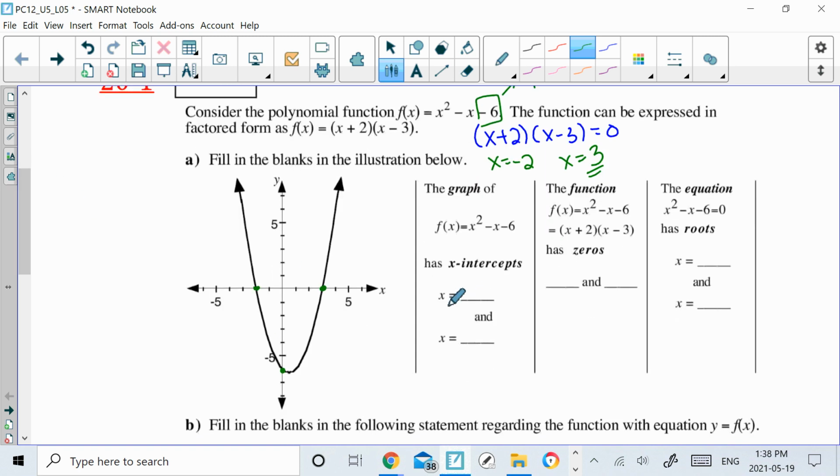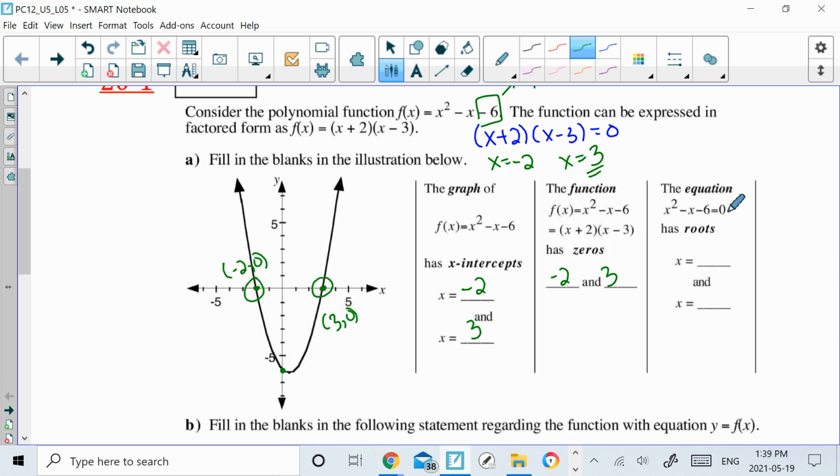So just to fill this in, it says the graph of this function here has the x-intercepts of -2 and 3. These can also be called zeros. They're the zeros of the function. And the reason why these are zeros is because when x is 3, the y-coordinate is 0, right? So the reason why they're zeros is because the corresponding y-coordinates are 0. So it says the function has the zeros -2 and 3.